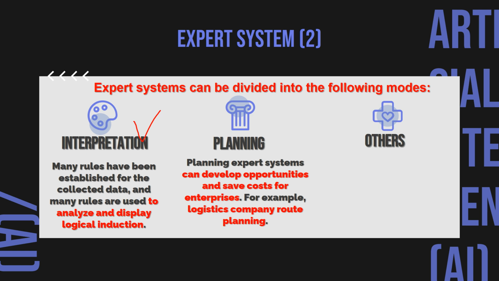So, how many of you have heard of if-then logical reasoning? How many of you? If-then. I think in Taiwan it's taught in high school. They will mention if-then logical reasoning, right? So you must have heard about if A is B, then B is A, right? Some kind of logical thinking, okay? And number 5 is planning. Planning expert systems can develop opportunities and save costs for enterprises. For example, logistics company route planning, and others.